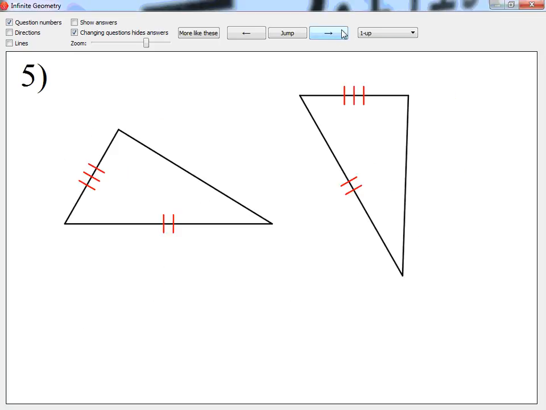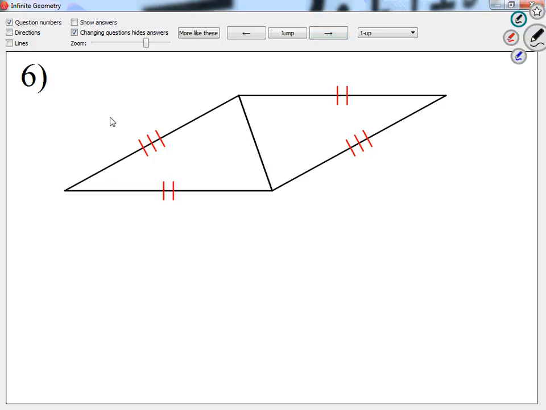Take a look at number 5. Right, I need 3 markings per triangle. I cannot come up with the third one, so not congruent. For number 6, we can mark the side that they both share. What rule is this? Side.